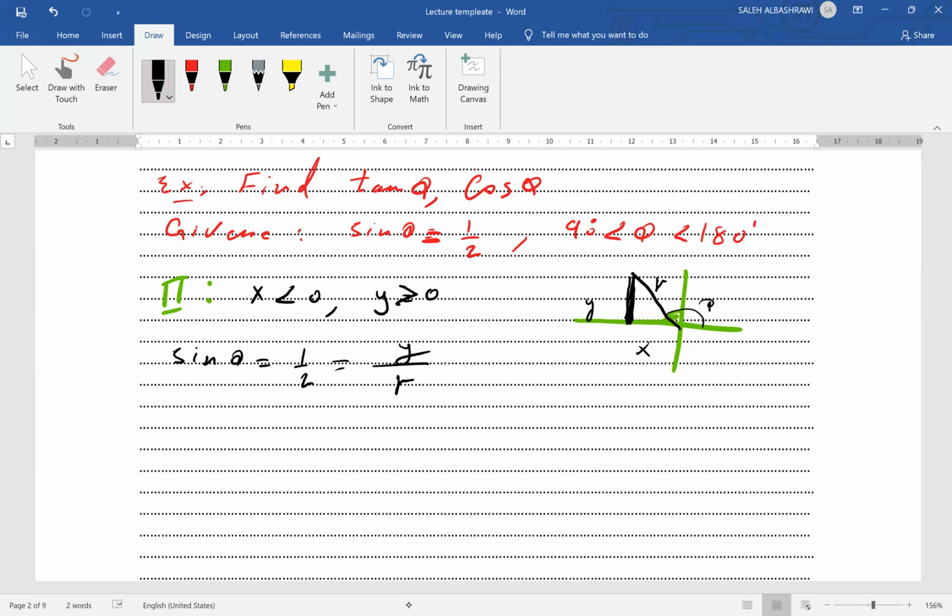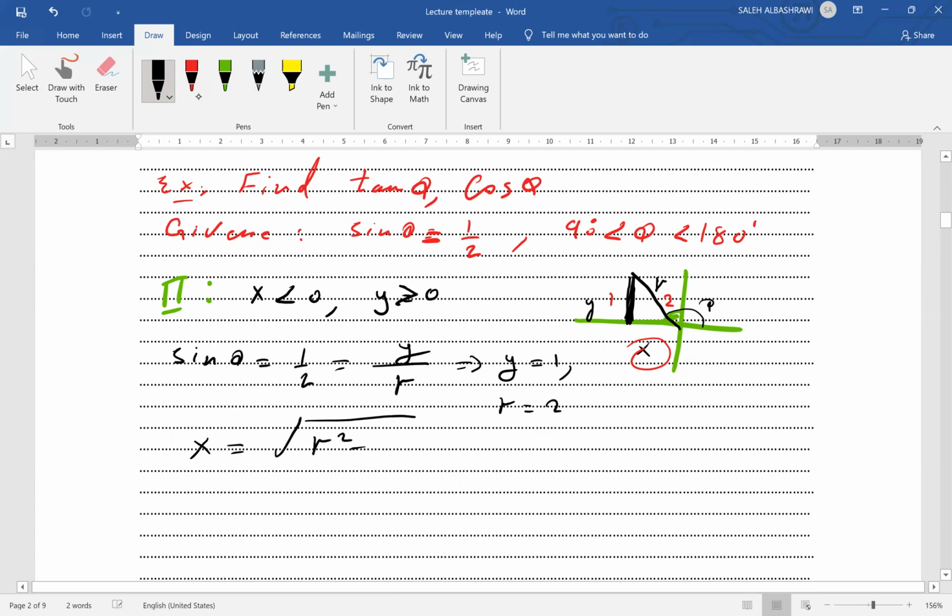Now from sine theta, which is equal to y over r, we know that y will be 1 and r equal to 2. So I can write this there. What's missing is x, so we need to find x. Using the Pythagorean theorem, it is the square root of r squared minus y squared, because this is a right triangle. This will give me the square root of 4 minus 1, which is equal to the square root of 3.